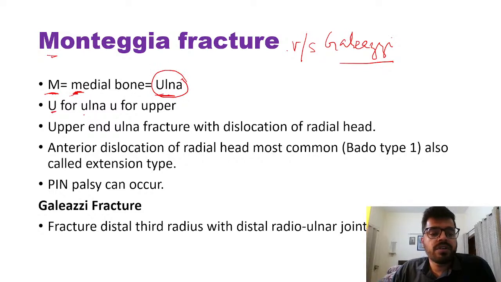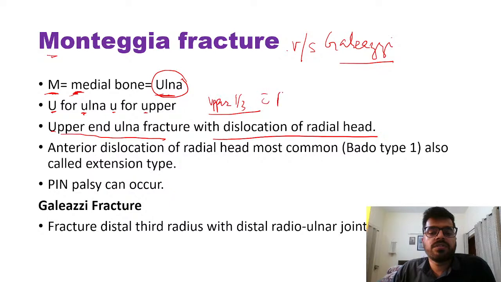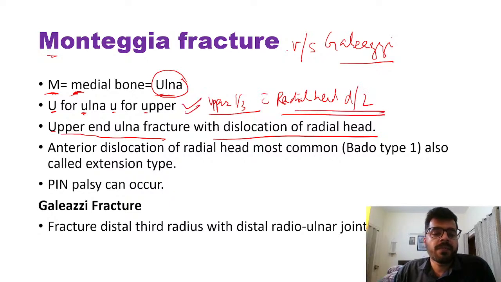Then U for ulna and U for upper. So upper end of ulna fracture with dislocation of radial head. So upper third ulna fracture with radial head dislocation. That is Monteggia fracture.